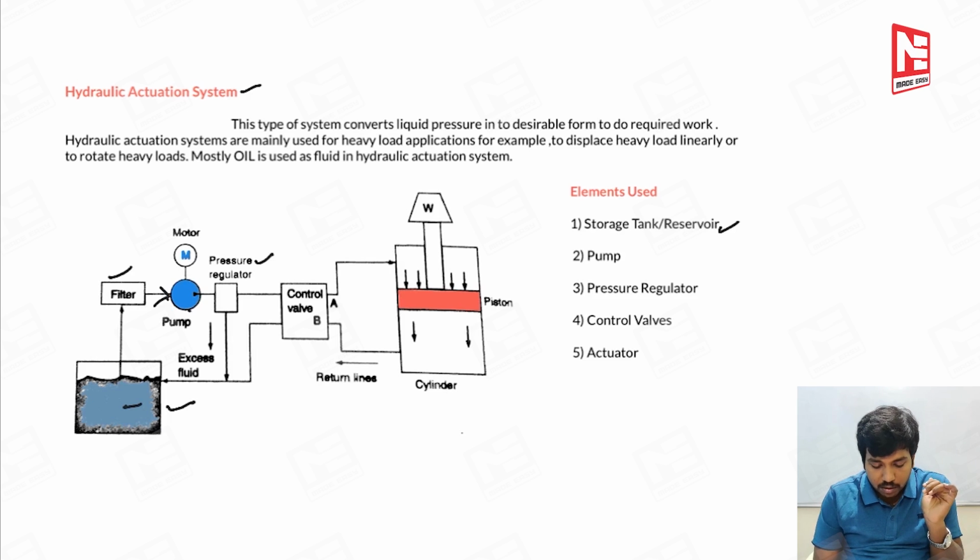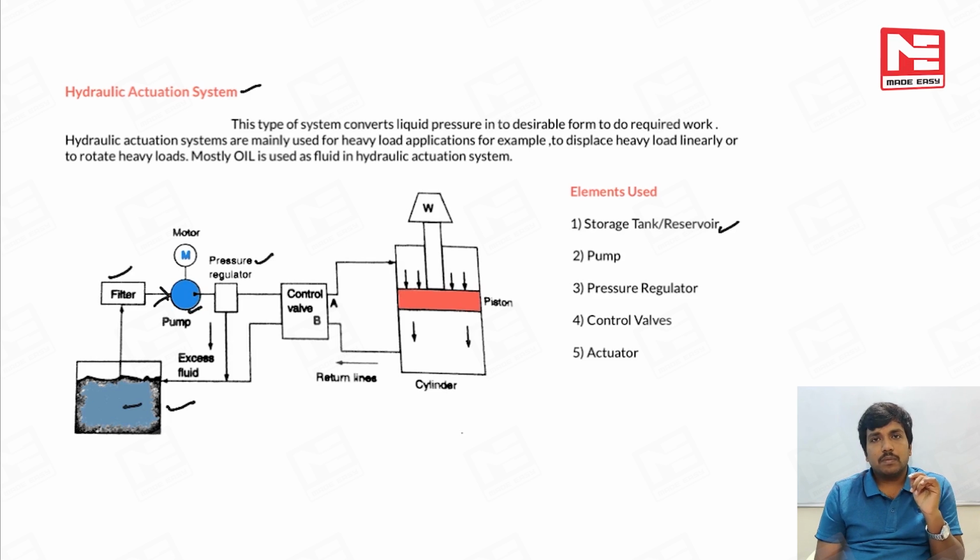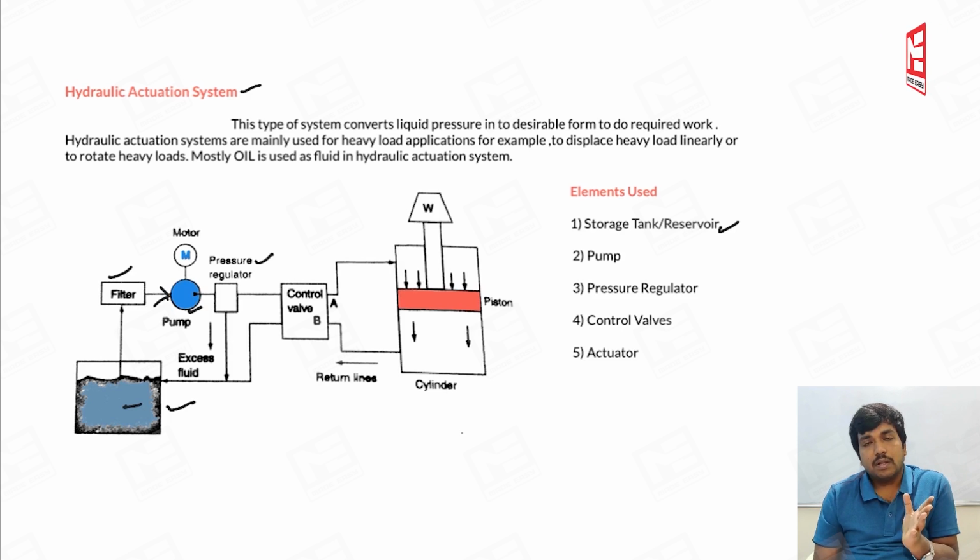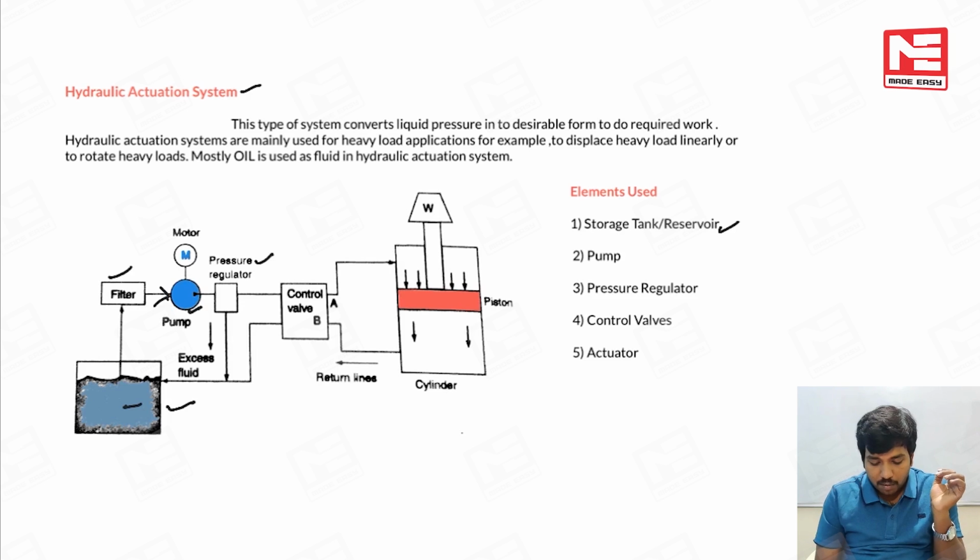Suppose let us assume that this pump in a single stroke delivers a huge amount of pressure, then obviously it is very difficult to handle. That's why, to manipulate the high pressure to the desirable pressure, we require a pressure regulator. So the pressure regulator regulates the pressure of the fluid which is coming out of the pump. And if you have excess fluid, then the excess fluid will be sent back to the tank here. You can see this particular channel through which the excess fluid goes back to the tank.